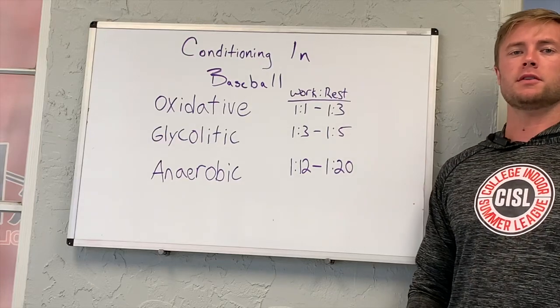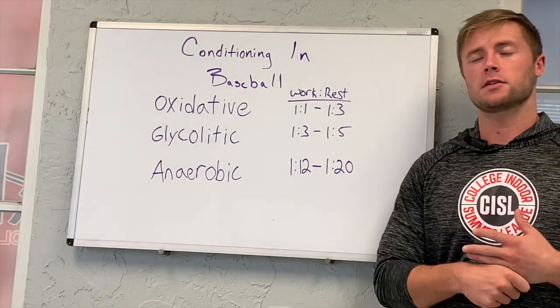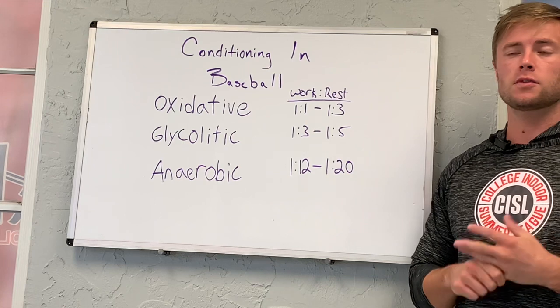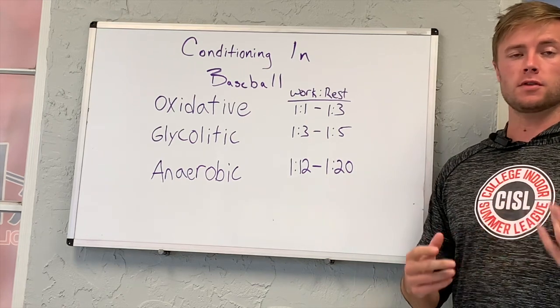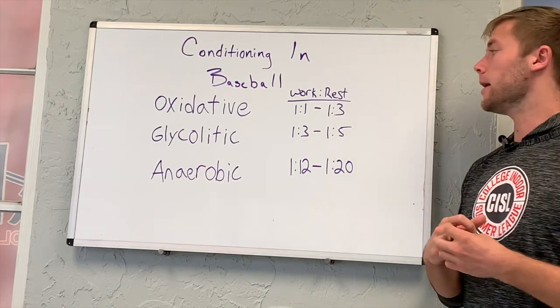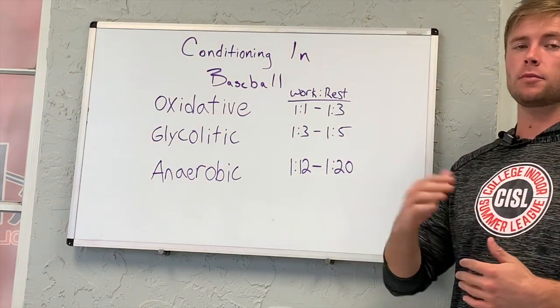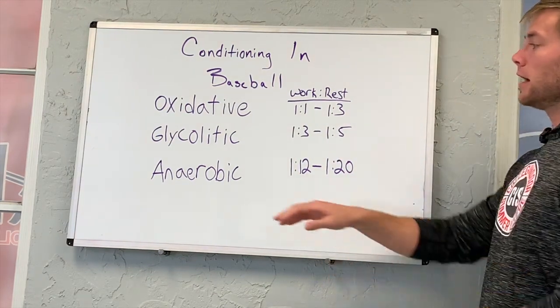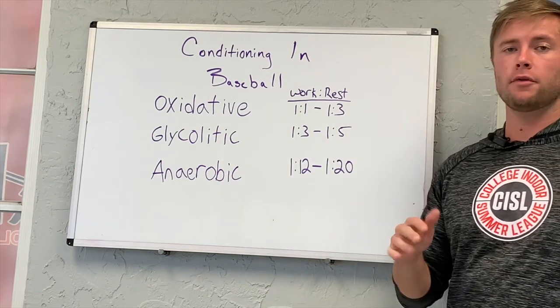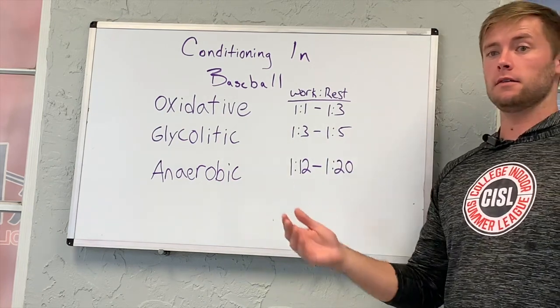All right, part two of our series on conditioning in baseball is going to be going over the energy systems used and then the work to rest ratios associated with those energy systems. So, if we look at the oxidative system, again, that's the aerobic, the one that uses the most oxygen, typically involves the least amount of effort. If we then go glycolytic, it's kind of the hybrid between oxidative and anaerobic.